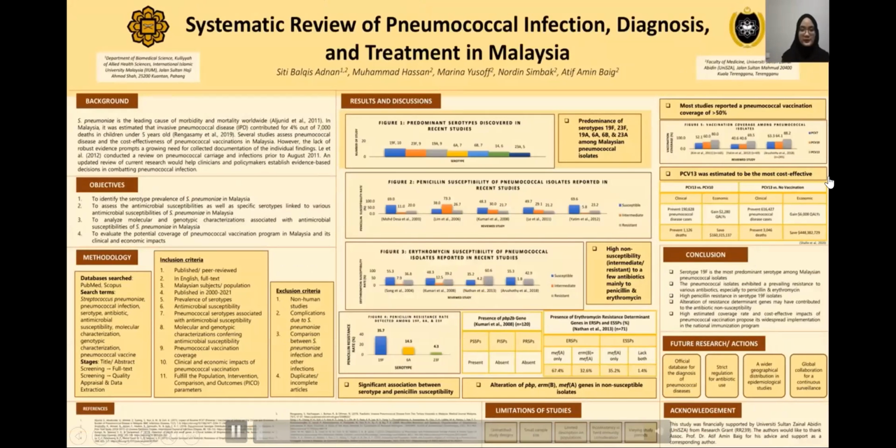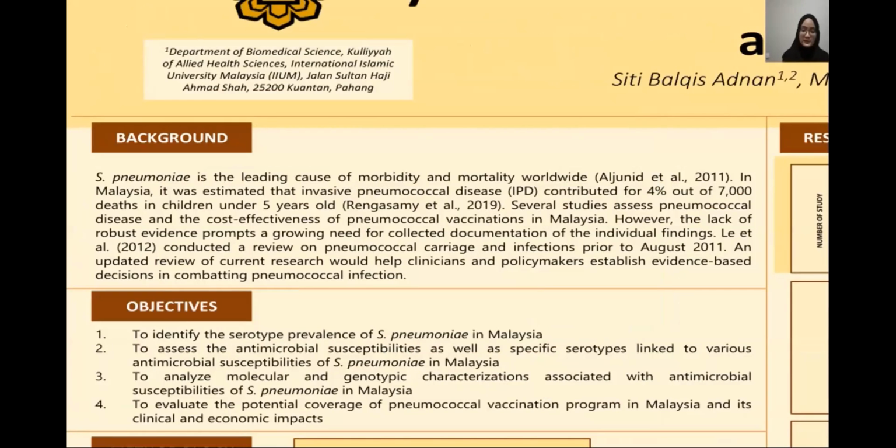Assalamu alaikum and greetings. I am Siti Balqis Adnan from IIUM. I would like to present a systematic review of pneumococcal infection, diagnosis and treatment in Malaysia. We have set 4 objectives: to analyze prevalent serotypes of Streptococcus pneumoniae, to assess the antimicrobial susceptibilities of Streptococcus pneumoniae and their links with specific serotypes, to analyze molecular and genotypic characterizations contributing to the antimicrobial susceptibilities, and to evaluate the potential coverage of pneumococcal vaccine and its clinical and academic impacts in Malaysia.